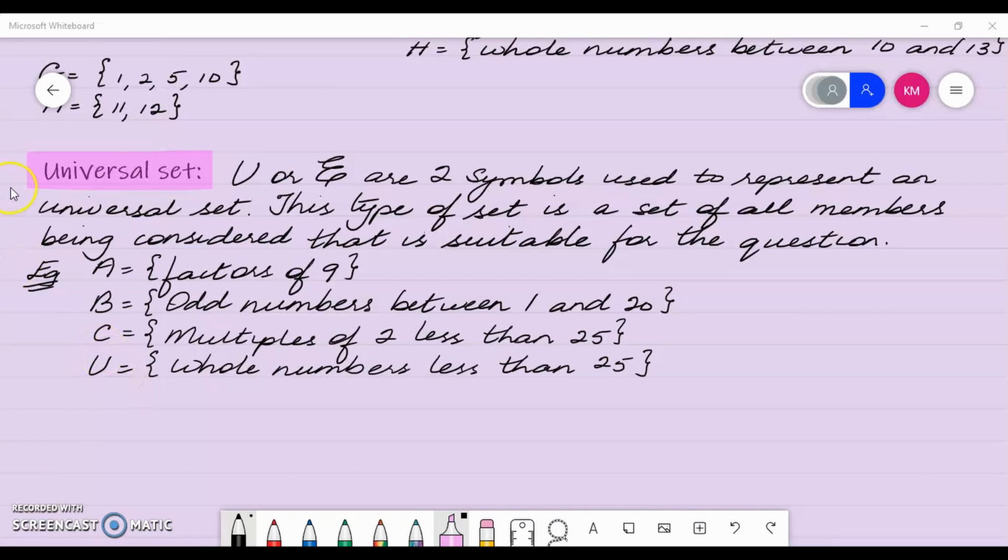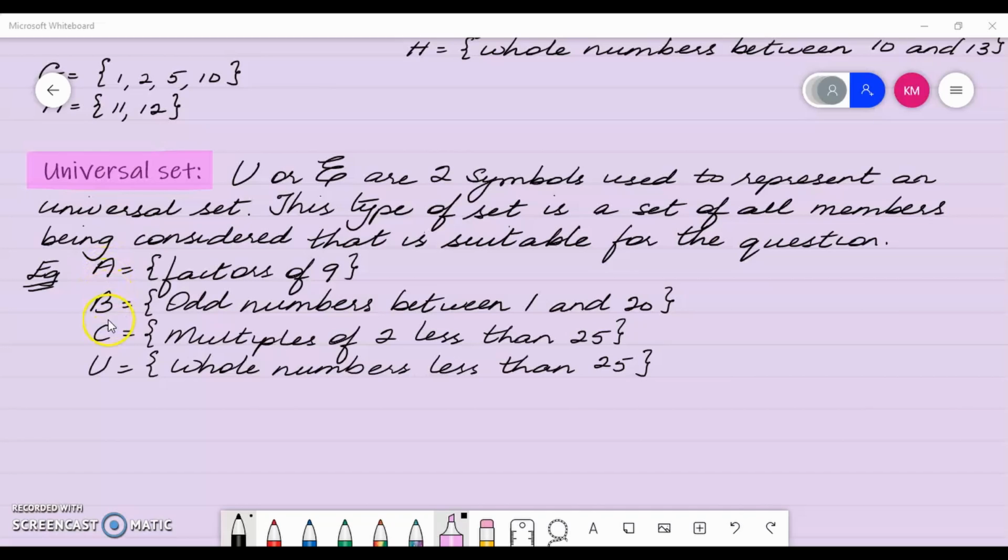Now let's look at the last type of set that we are going to consider, the universal set. This symbol here, which is a U, or this curly looking E, are two symbols that are used to represent a universal set. Now, this type of set is a set of all members being considered that is suitable for the question. Now, let's look at an example to fully understand what a universal set is.